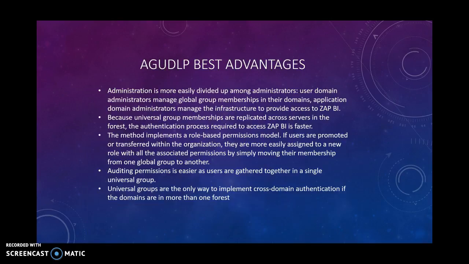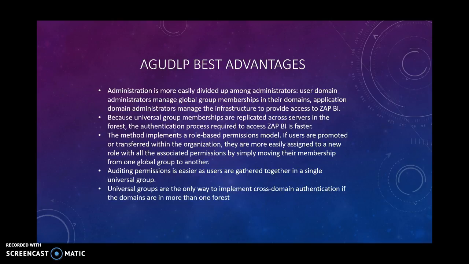Here are some of the advantages of using AGUDLP. Administration is more easily divided up among administrators. User domain administrators manage global group memberships in their domains. Application domain administrators manage the infrastructure to provide access to ZAP BI. Because universal group memberships are replicated across servers in the forest, the authentication process required to access ZAP BI is faster.